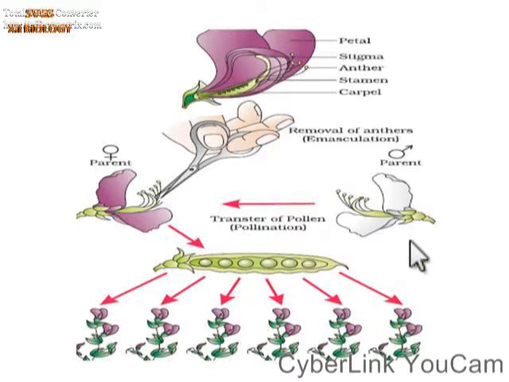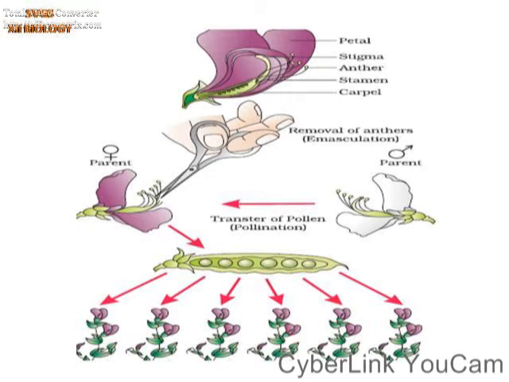Mendel did the hybridization by emasculating the male part and doing artificial fertilization, that is, transfer of pollen. He cut and collected the anthers, and the stigma will be there. He would collect the anther of some other plant and paste those pollen grains on the stigma of another plant. This is how artificial pollination was done by Mendel, and that is how the hybridization was done.